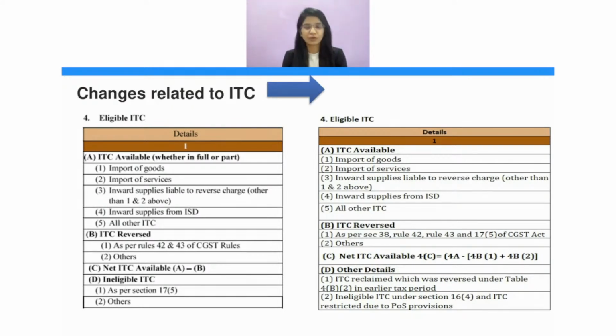Now my question to all of you, first thing: are you allowed to claim the ITC on this transaction or not? You can just reply on the chat box. Are you allowed to claim the ITC on this transaction or not?